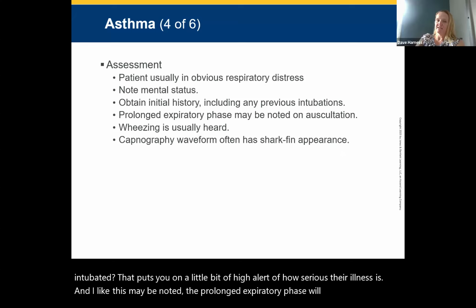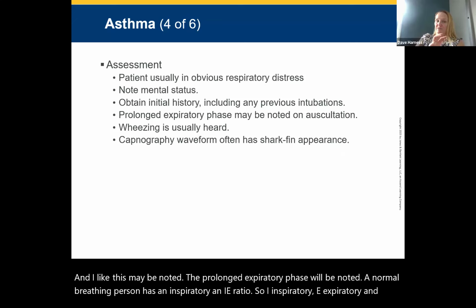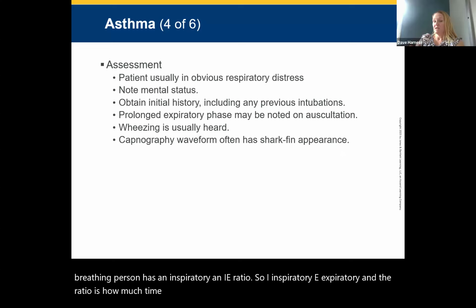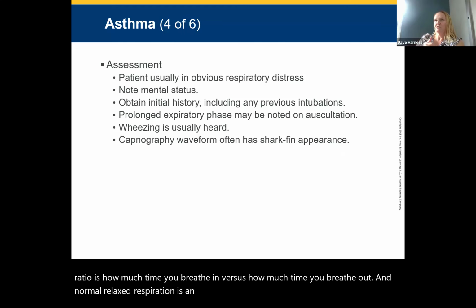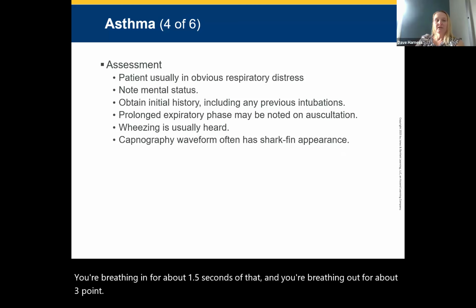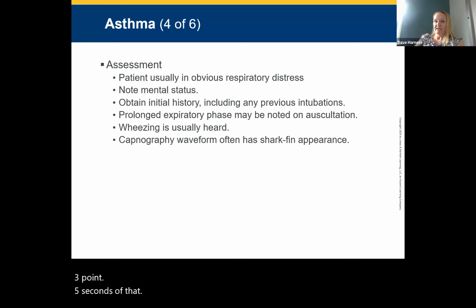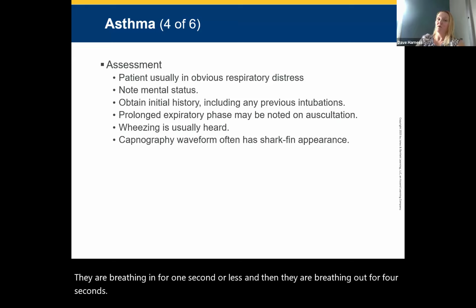A normal breathing person has an I:E ratio. I is inspiratory, E is expiratory, and the ratio is how much time you breathe in versus how much time you breathe out. Normal relaxed respiration is an I to E ratio of 1 to 2, 1 to 2.5. So if you breathe once every 5 seconds, you're breathing in for about 1.5 seconds of that, and you're breathing out for about 3.5 seconds of that. Asthmatics are breathing in for 1 second or less, and then they are breathing out for 4 seconds. Asthmatics have an I:E ratio typically of 1 to 4.